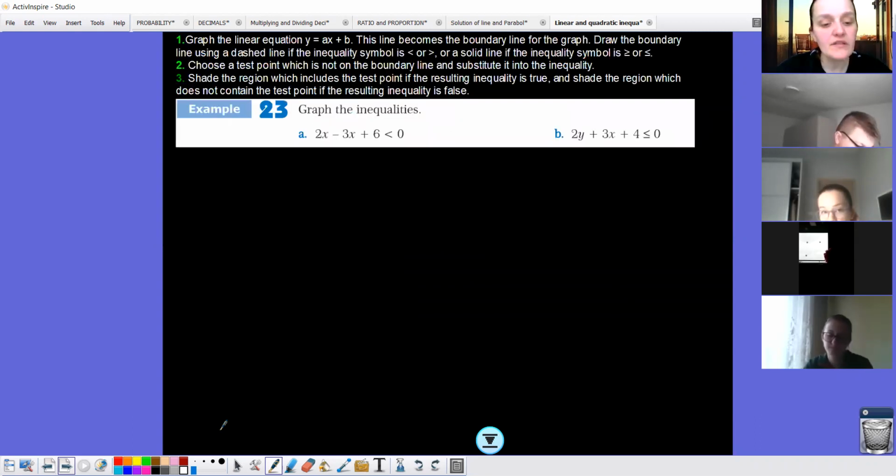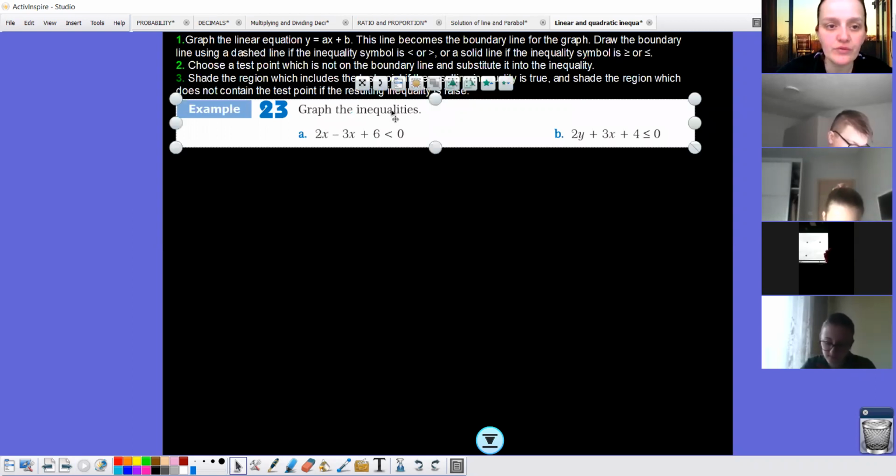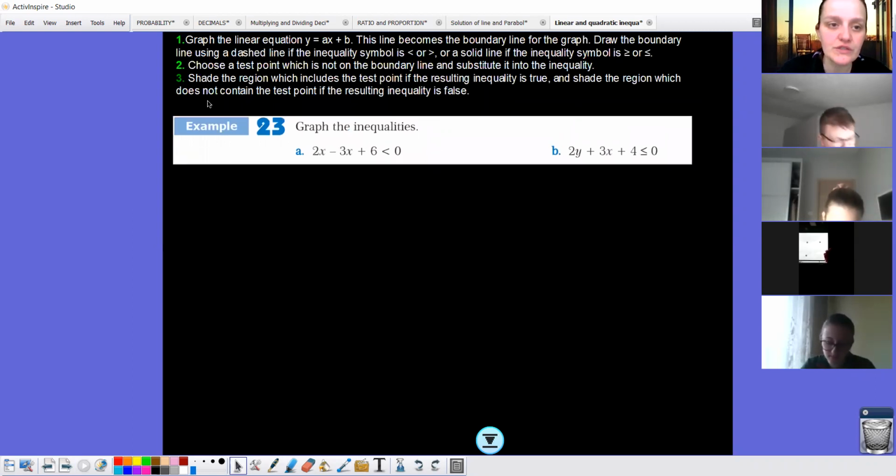Now here, there are some steps. Also, these steps are written in the book. If you want, you can check. Firstly, we need to graph the linear equation y is equal to ax plus b. As I said, we'll equalize to y. There won't be inequality, but we'll equalize to y. This line becomes the boundary line for the graph.